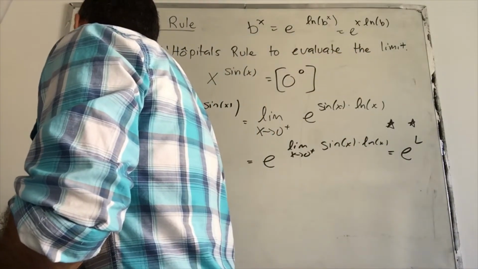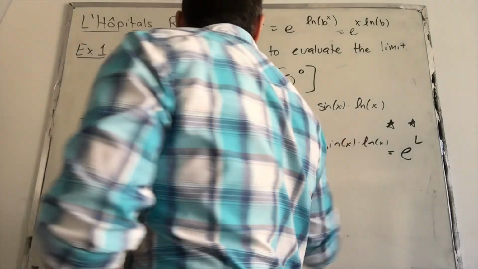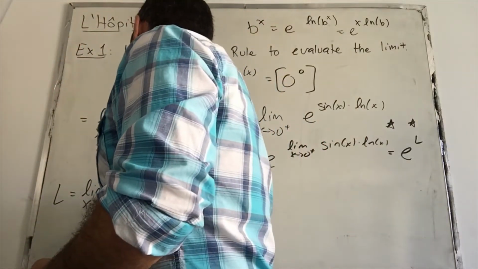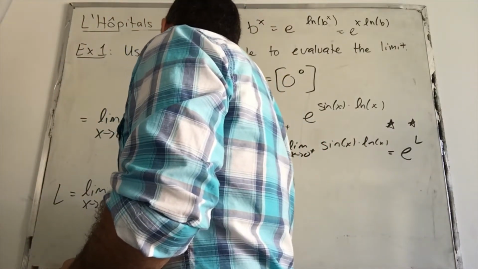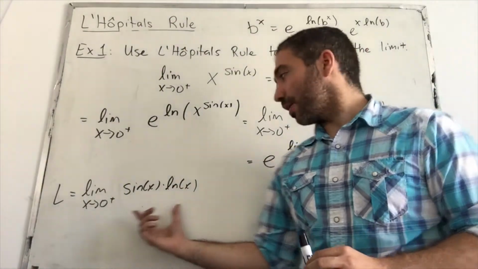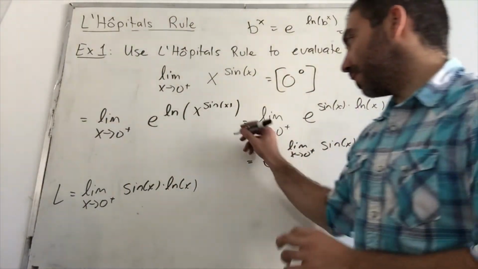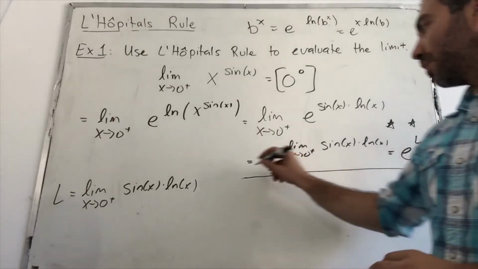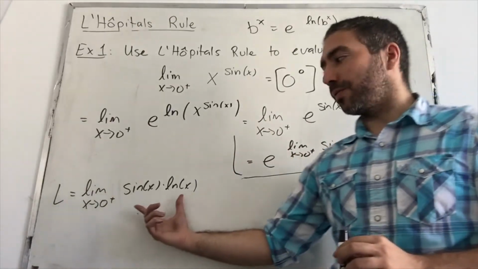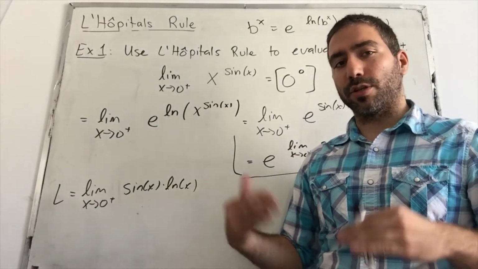So L tells us we're taking the limit as x approaches 0 from the positive side of sine of x times ln of x. Okay. So this is like side work now. We're pausing from this. And we're going to solve this piece here, just L. We're focusing just on the exponent.